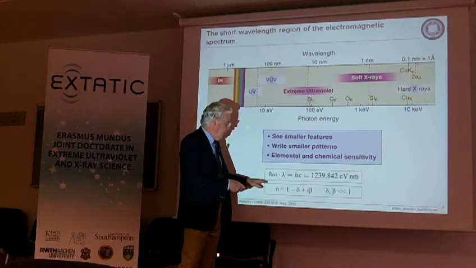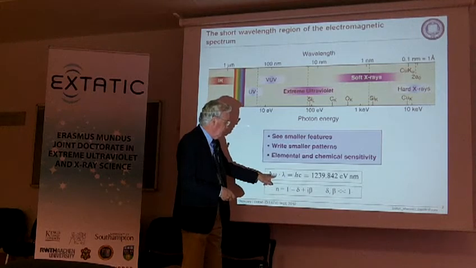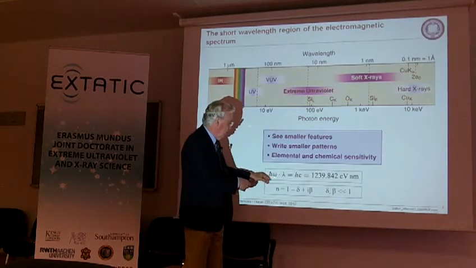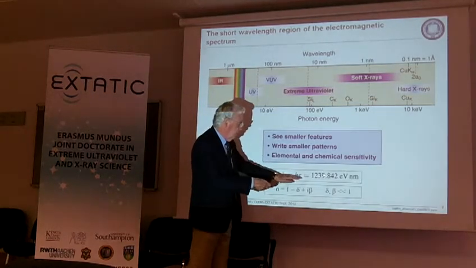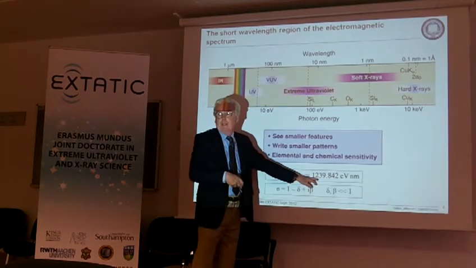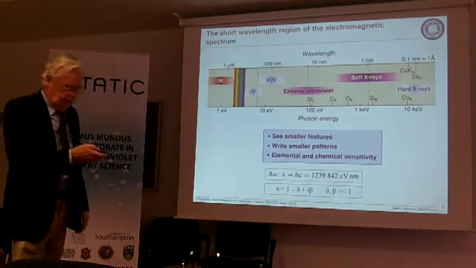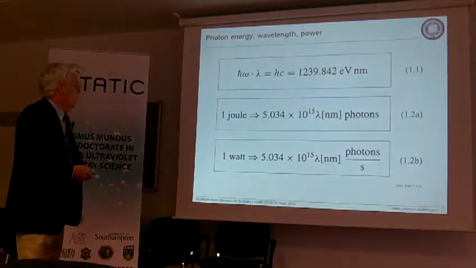So the way you read this is that if you wanted to know the wavelength where the photon energy was 100 eV, you divide the 100 eV from both sides, and you get a wavelength of 12.39 nanometers. So that's how you read that. Okay.